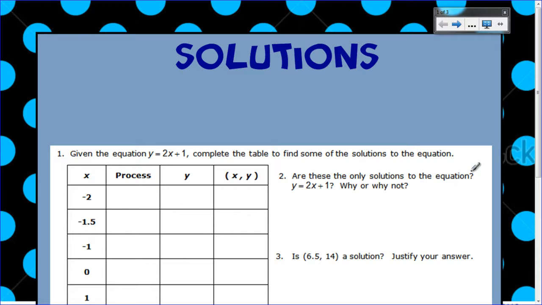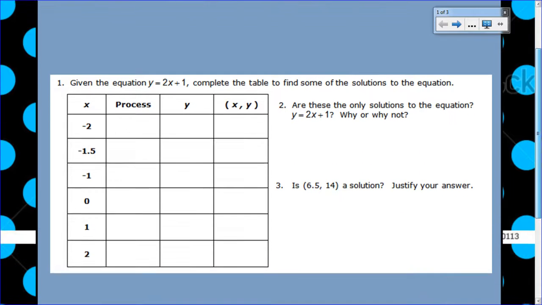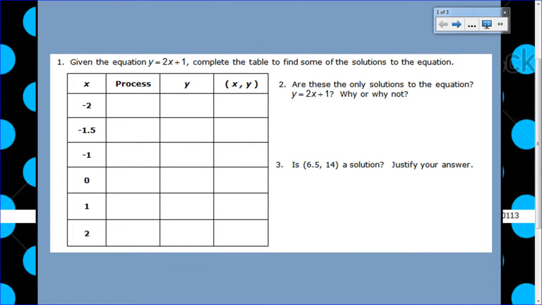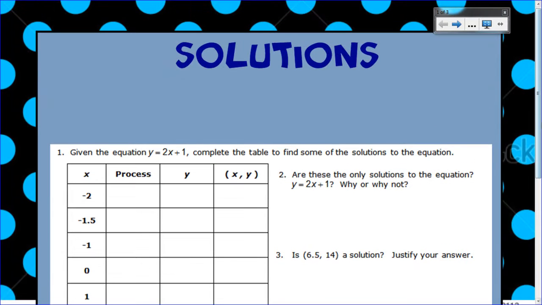The first example gives you an equation. It says, given the equation y equals 2x plus 1, complete the table to find some of the solutions to the equation. Well, before we talk about finding solutions, let's talk about what a solution is. A solution to a linear equation.